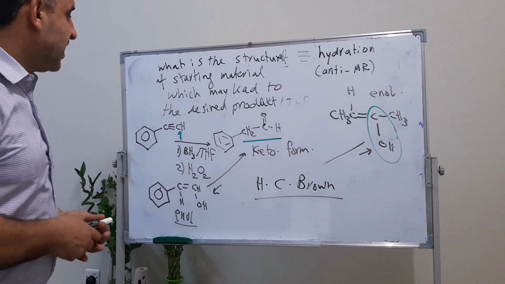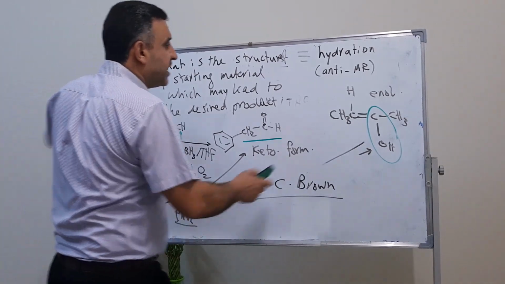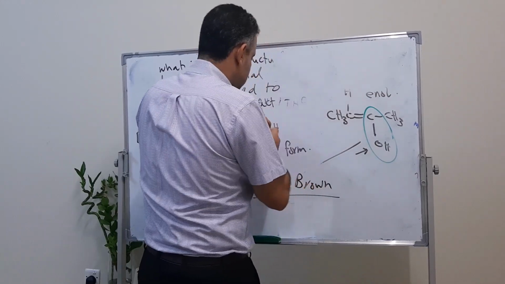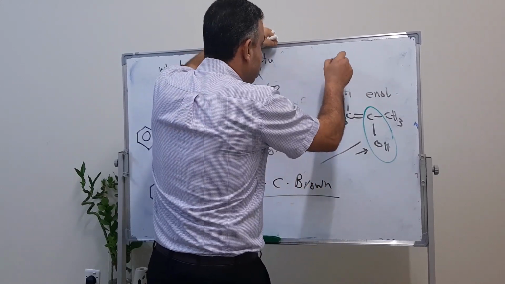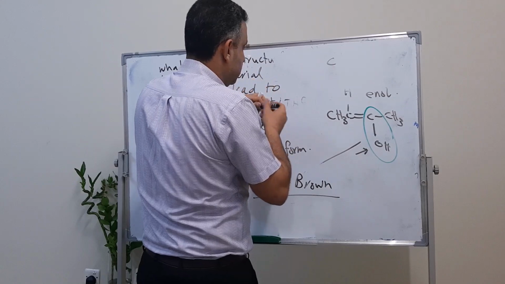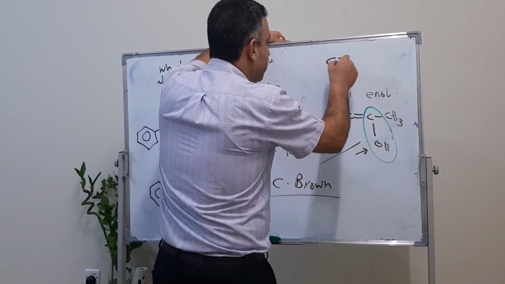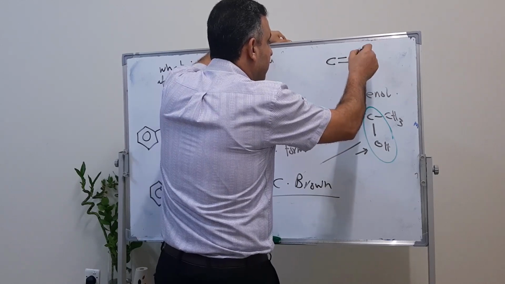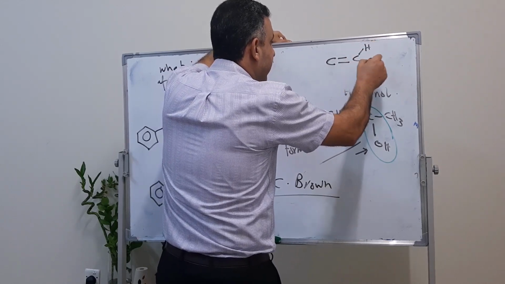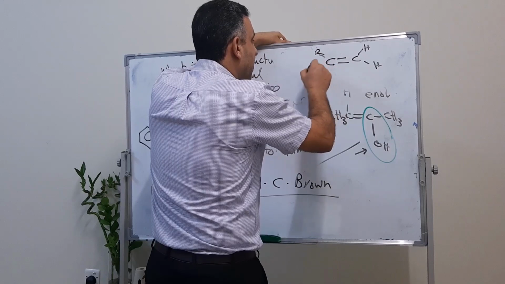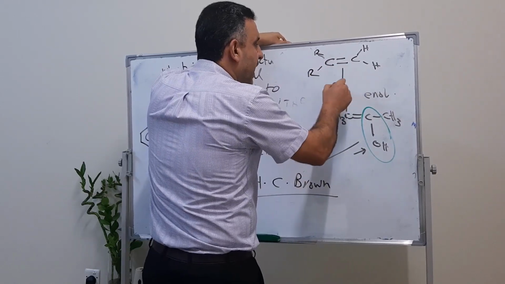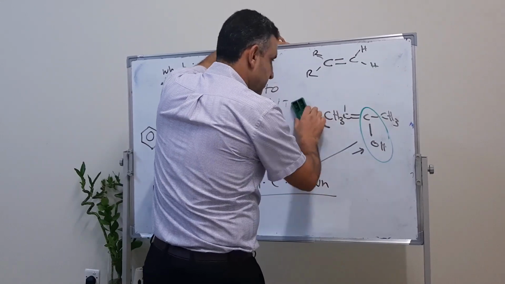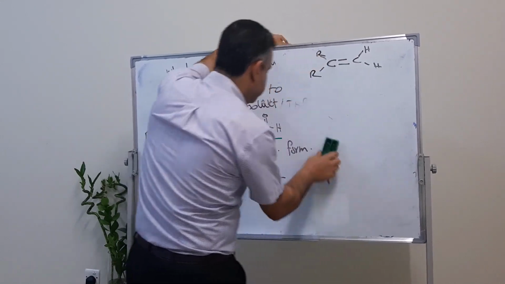In other words, hydration can be either Markovnikov or anti-Markovnikov, right? So for example here, C double bond C, suppose C triple bond C or C double bond C, for example here H, and then R. When you do hydration, you have two ways of doing hydration. Let me just take this away.